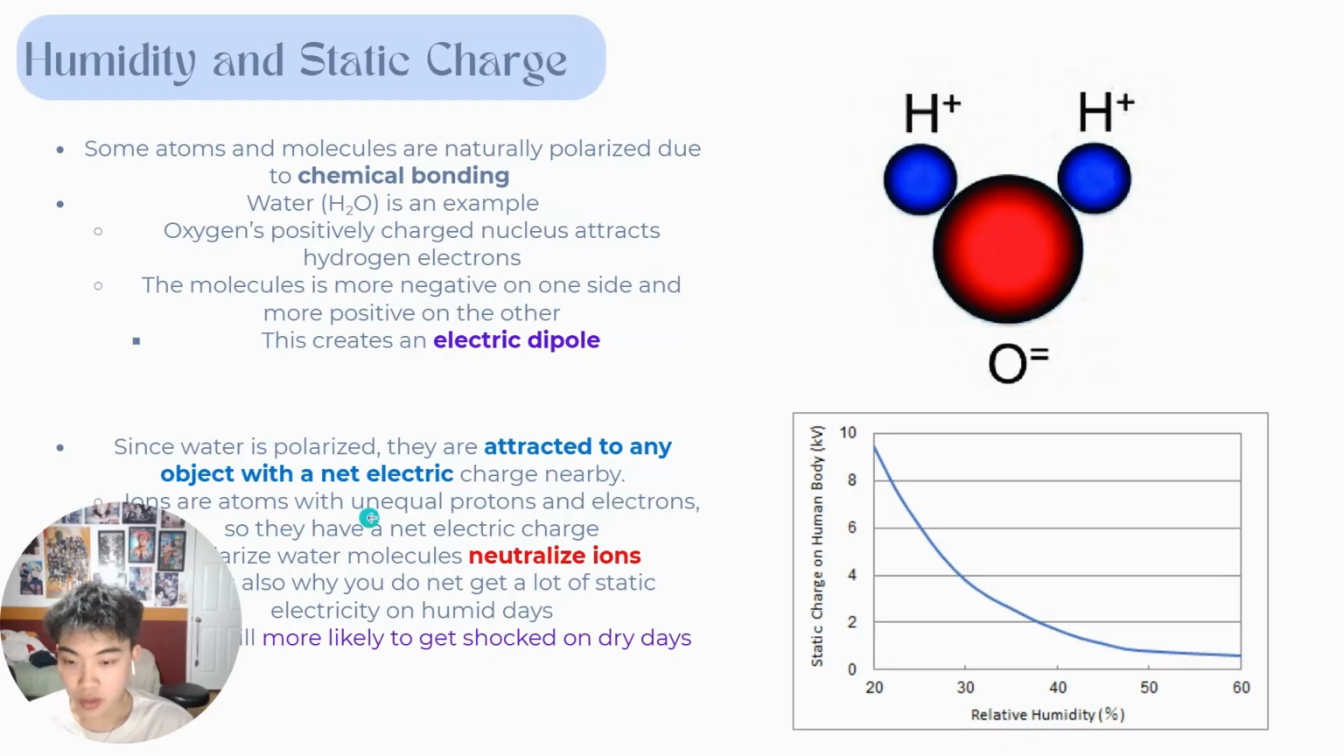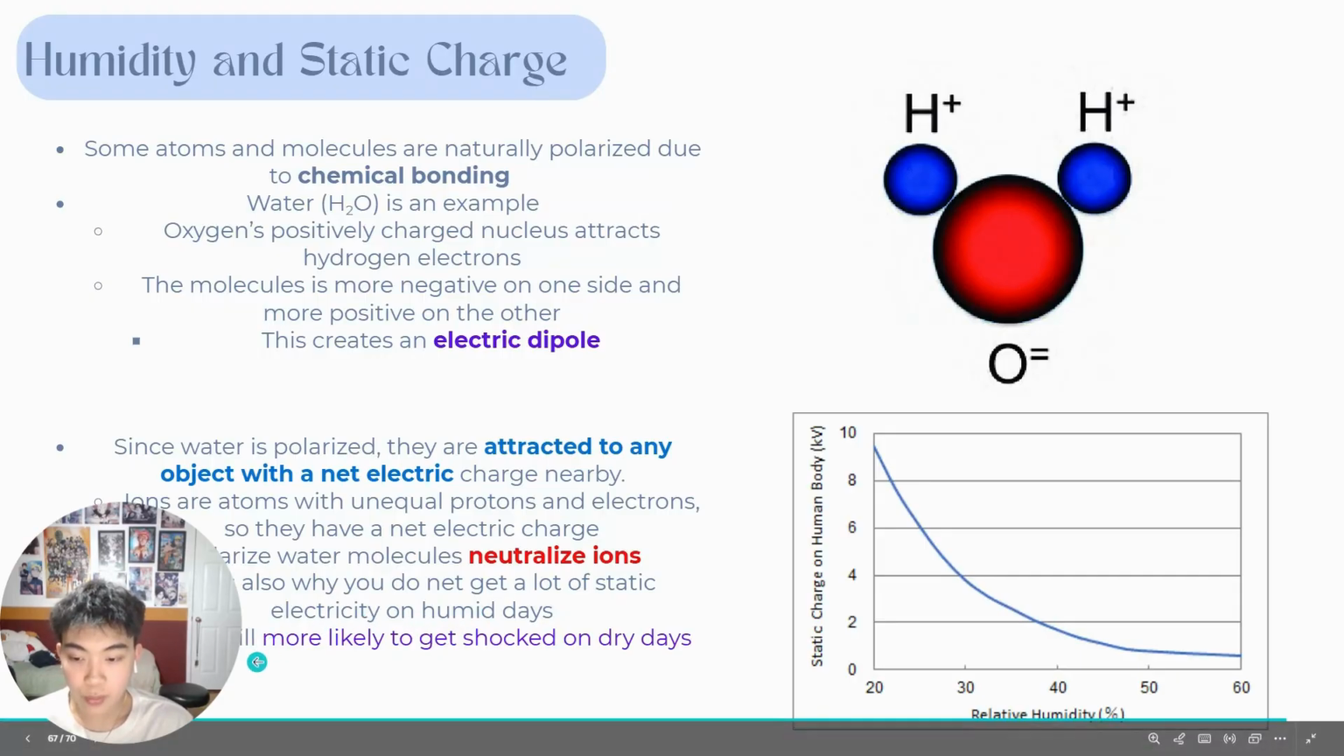Ions are atoms with unequal protons and electrons, so they have a net electric charge. Polarized water molecules neutralize these ions. This is why you do not get a lot of static electricity on humid days. So, that being said, you'll more likely be shocked on dry days. And we can see on the graph right here, as humidity increases, the rate of static charge decreases.